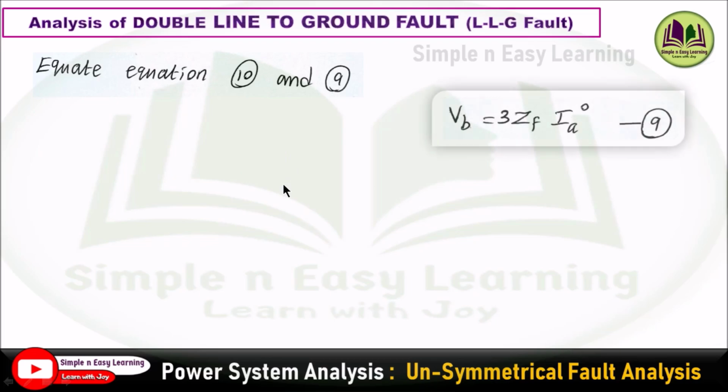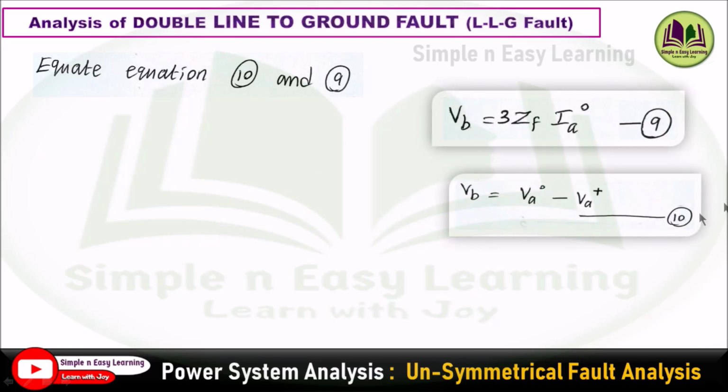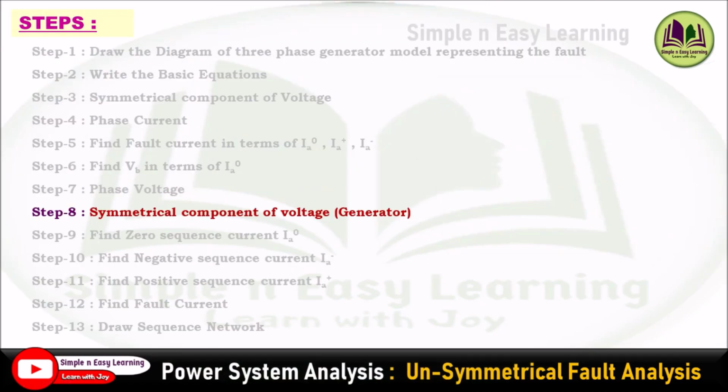Now equate the 10th equation and 9th equation. The 10th equation is VB equal to VA naught minus VA plus, and the 9th equation is VB equal to 3 ZF into IA naught. Both LHS are the same, so equate the RHS. So VA naught minus VA plus will be equal to 3 into ZF IA naught, and this is your 11th equation.